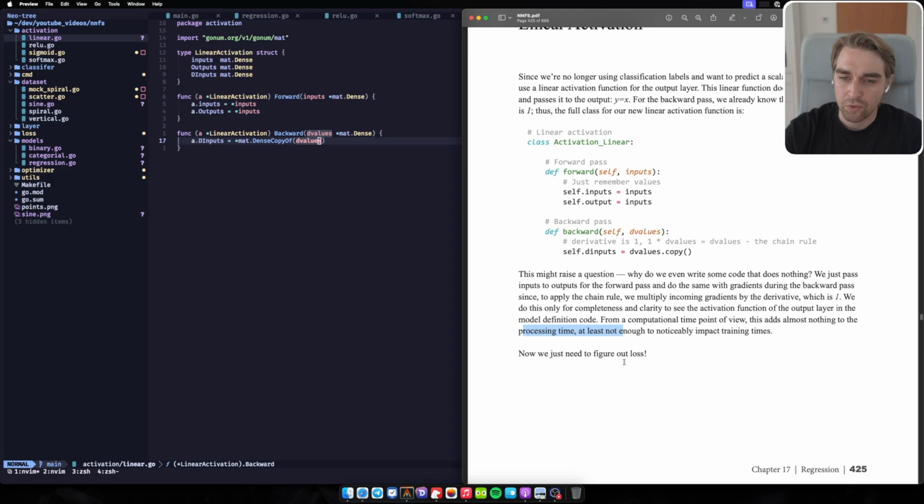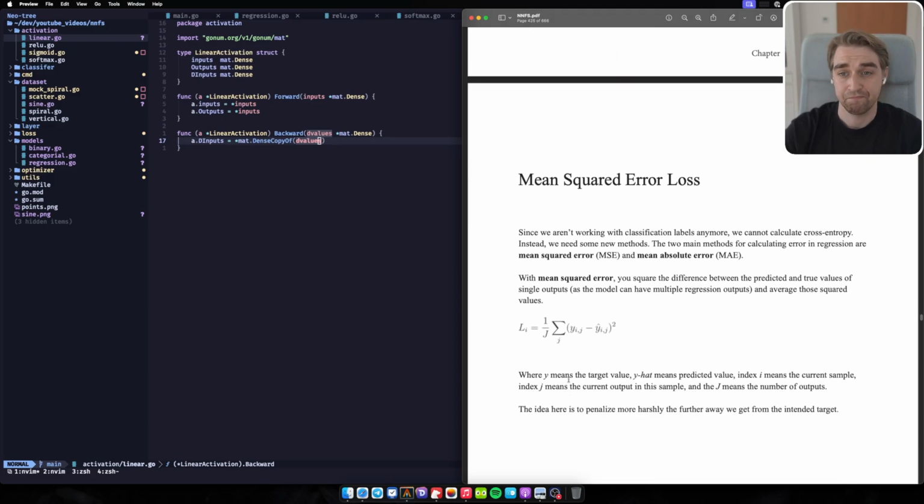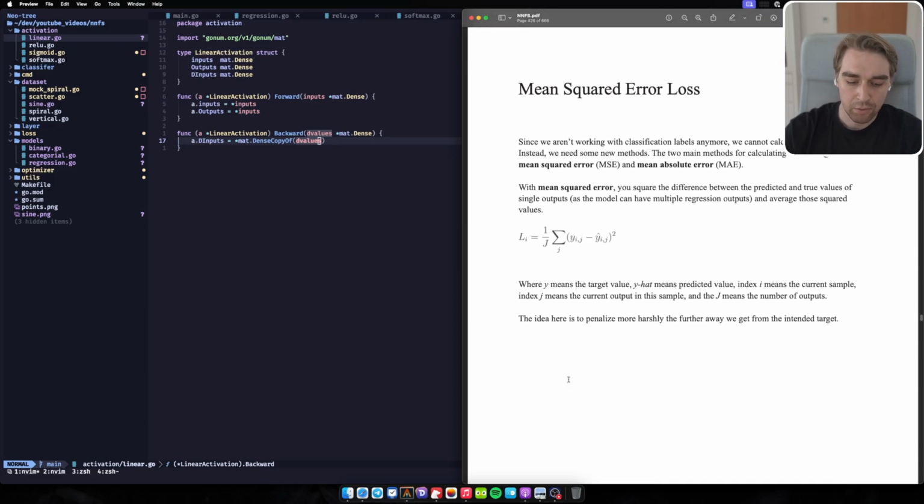Now we just need to figure out loss, mean squared error. Since we aren't working with classification labels anymore, we cannot calculate cross entropy. Instead, we need some new method. The two main methods for calculating error in regression are mean squared error and mean absolute error.